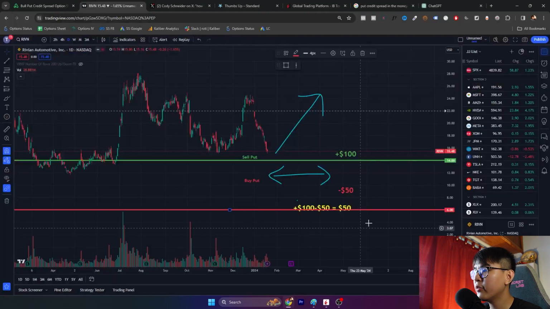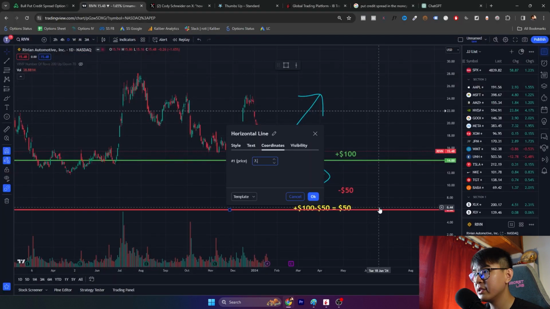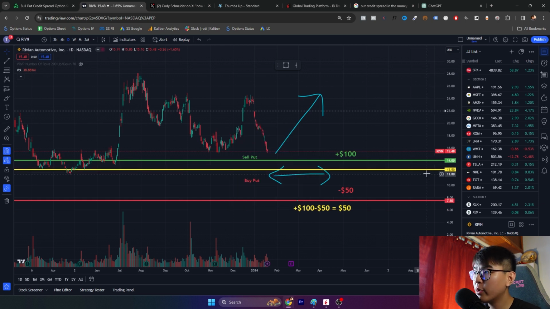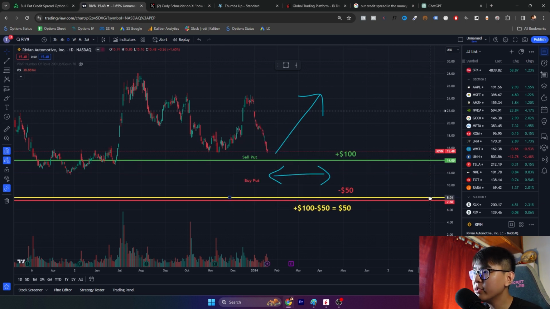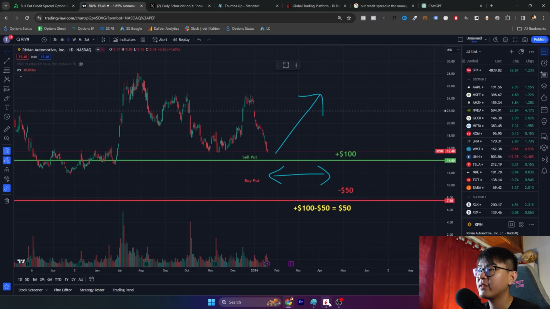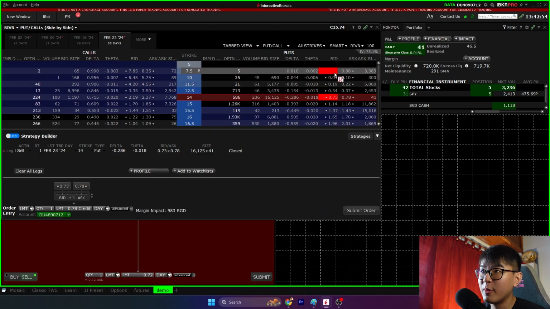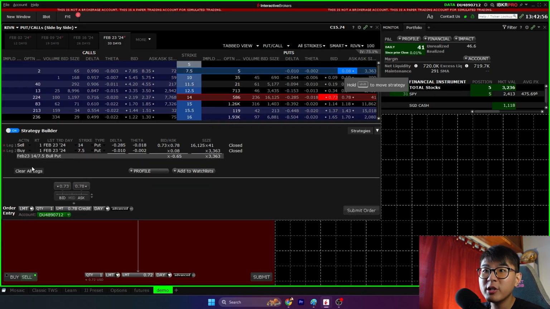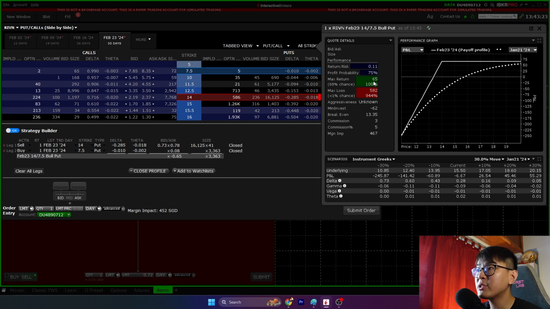So let me go back to the graph here. Let me change this to $7.50. Previously, my long put was at $12.50. I'll now move it to $7.50. Ensure that you click buy options, not sell options here. Okay, so I'll click buy here and make sure it's bull put over here. If it's bull put here, you have selected the correct settings. Click on profile. One thing you'll realize here is that your max return is a lot higher.